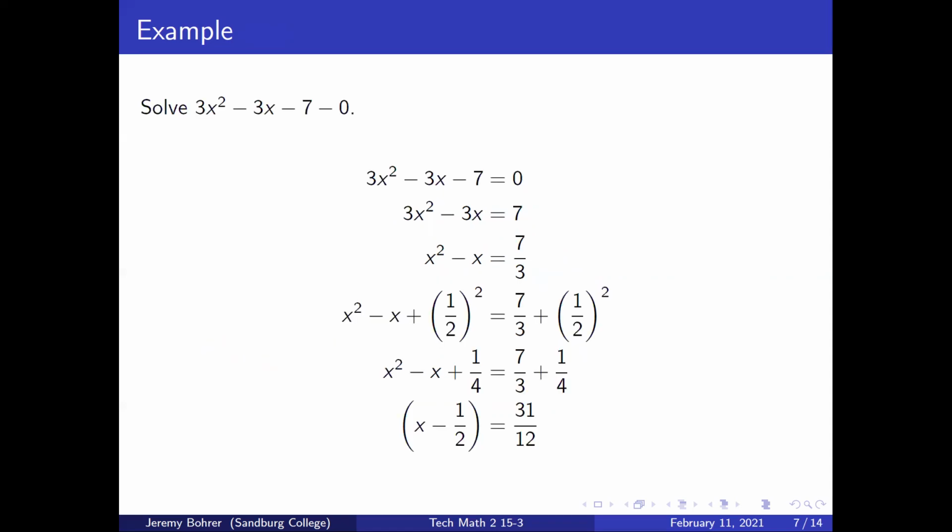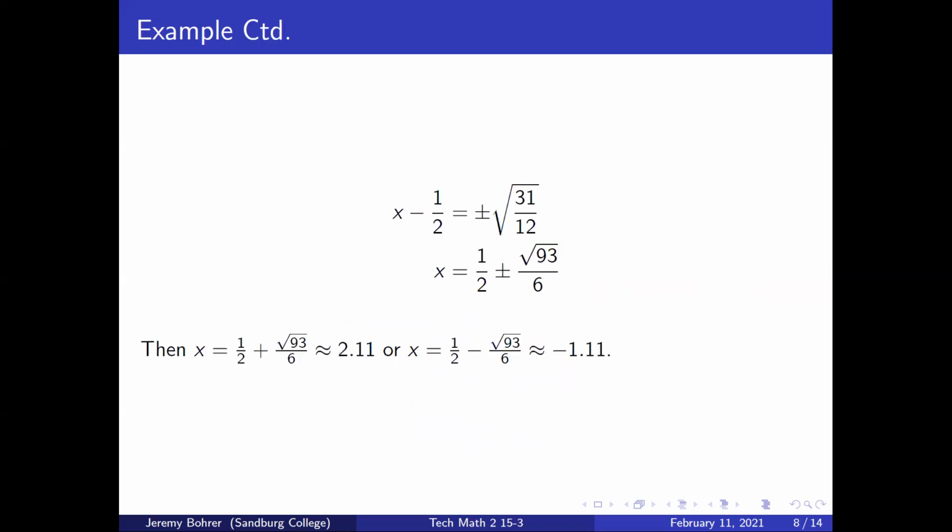Another example, solve 3x squared minus 3x minus 7 equals 0. Then 3x squared minus 3x equals 7. So x squared minus x equals 7/3. We've just divided everything by 3 there. x squared minus x plus (1/2) squared is equal to 7/3 plus (1/2) squared. That's x squared minus x plus 1/4 equals 7/3 plus 1/4. So (x minus 1/2) squared equals 31/12.